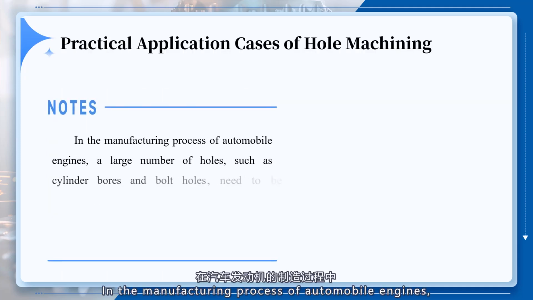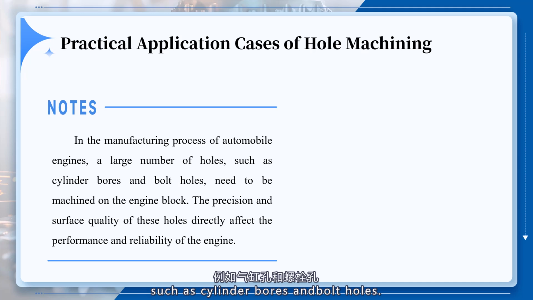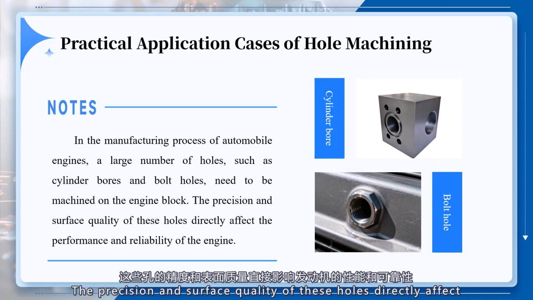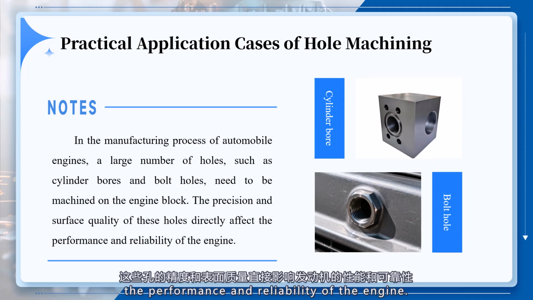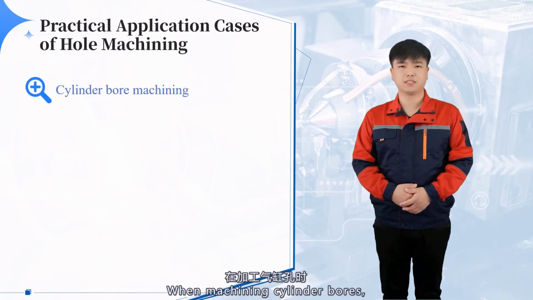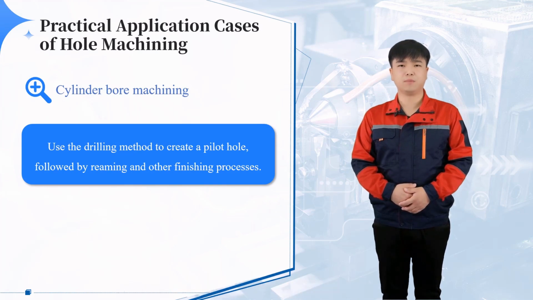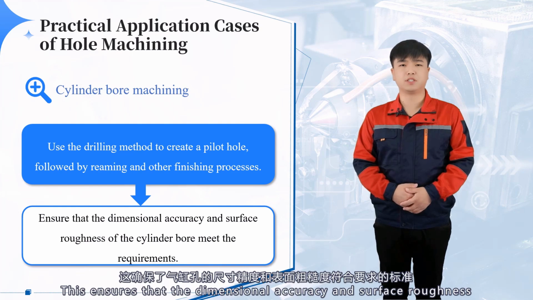In the manufacturing process of automobile engines, a large number of holes need to be machined on the engine block, such as cylinder bores and bolt holes. The precision and the surface quality of these holes directly affect the performance and the reliability of the engine. When machining cylinder bores, the process typically begins with drilling a pilot hole, followed by reaming and honing for fine machining. This ensures that the dimensional accuracy and the surface roughness of the cylinder bores meet the required standards.